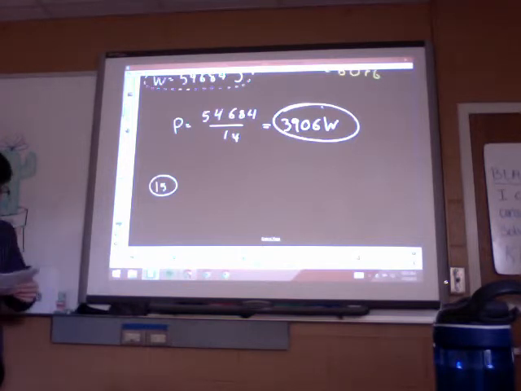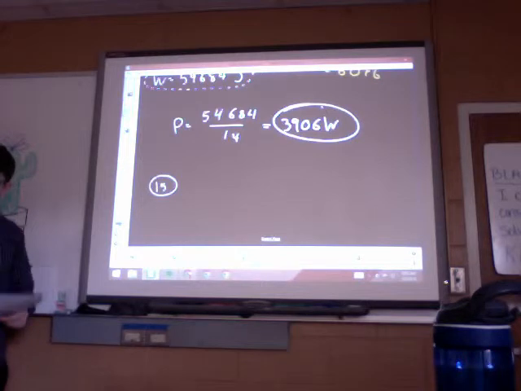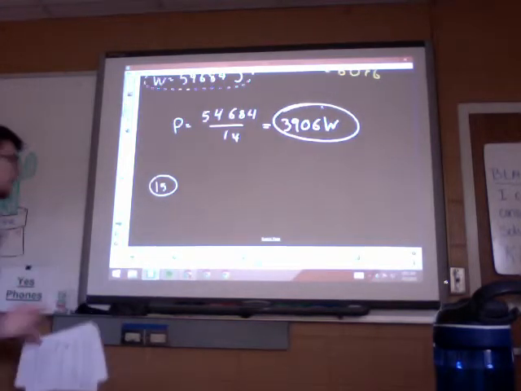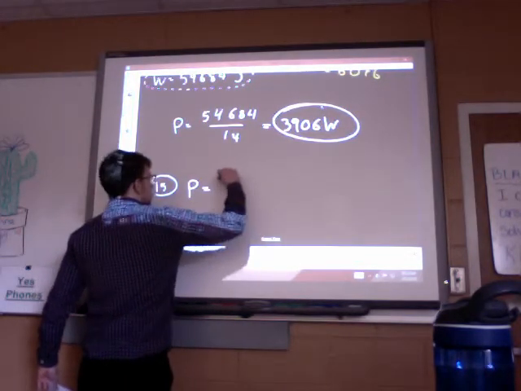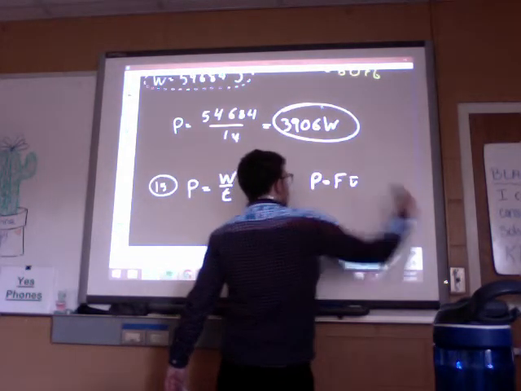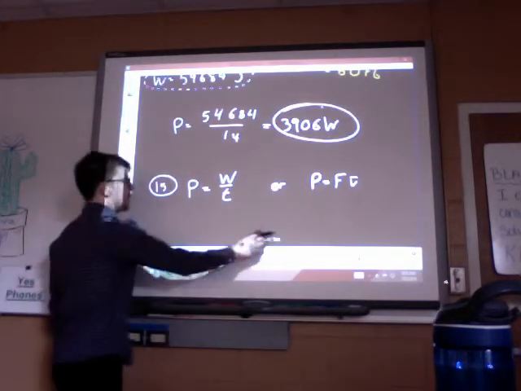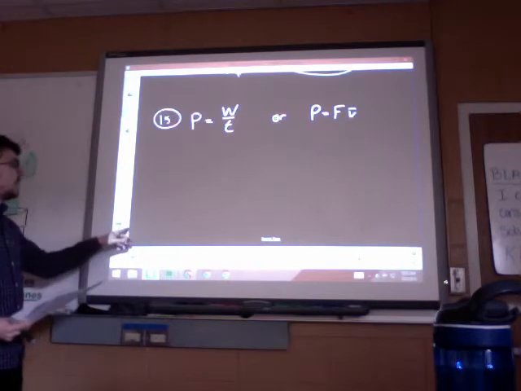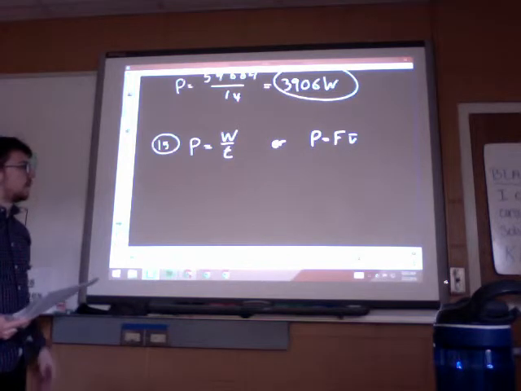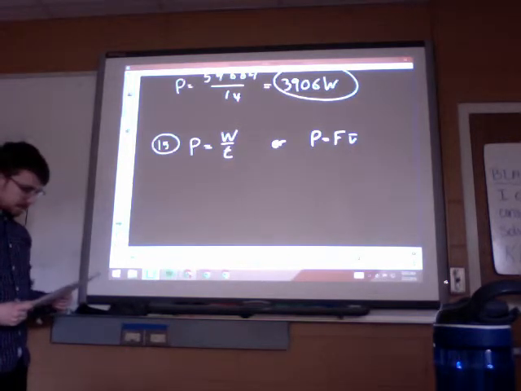Okay. So prove that 1 watt is 1 kilogram meter squared per second cubed. Here's where you start. It's really easy, actually. What does watt measure? Power. So you start with that. Power equals work over time, or power equals force times velocity. You can start with either one of those. And what you do is you plug in units. Kind of hard to explain.